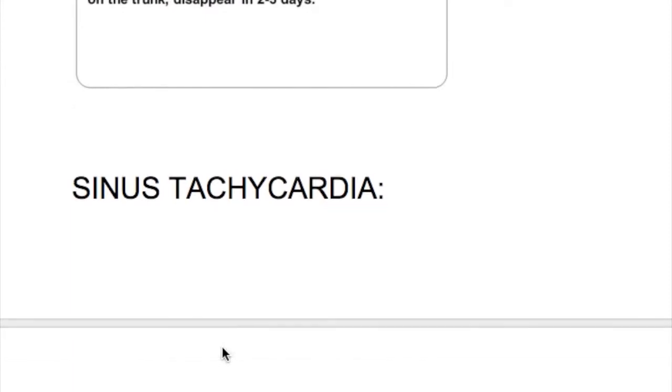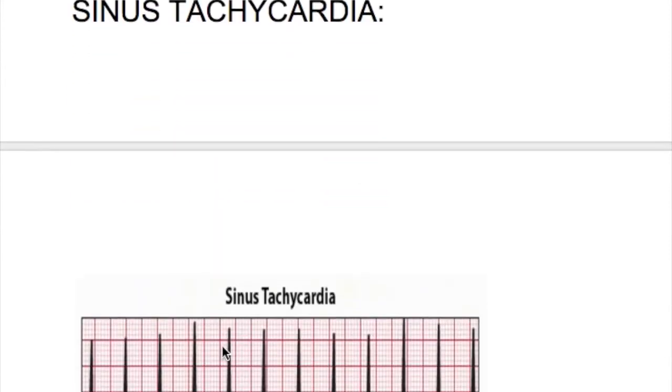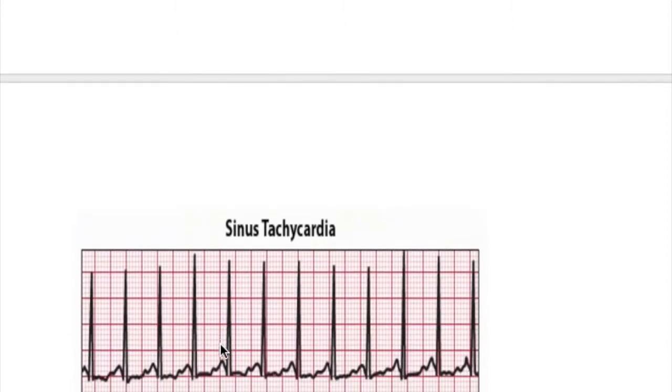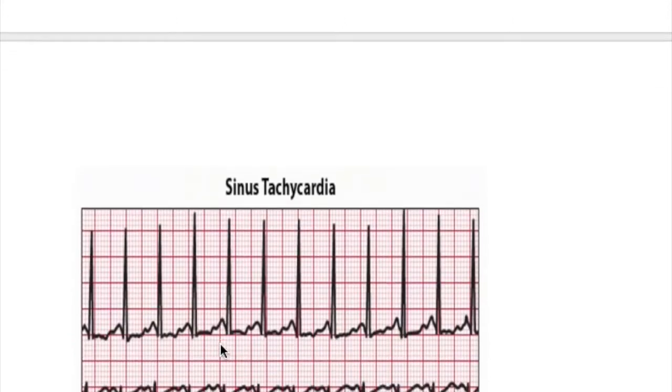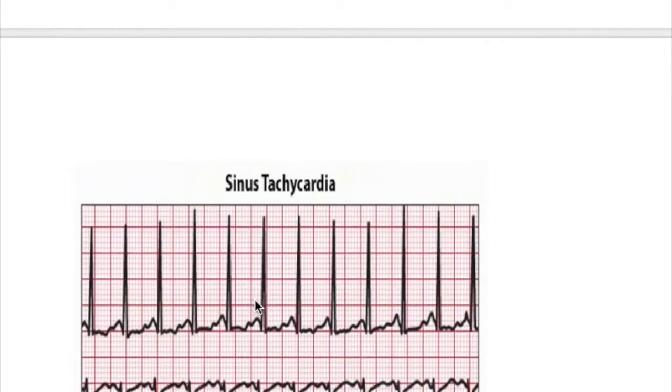The next topic is sinus tachycardia. Unlike sinus bradycardia, the rate is more than 100 beats a minute, and like sinus bradycardia, the only ECG abnormality is a contracted QRS. So in sinus bradycardia and tachycardia, in both of them, the QRS is contracted.